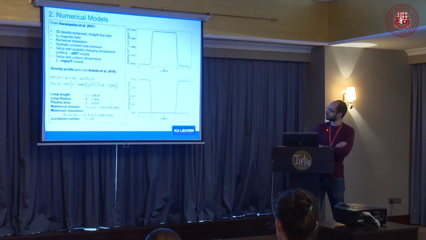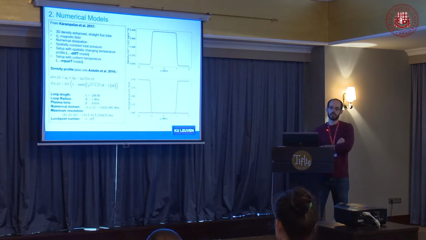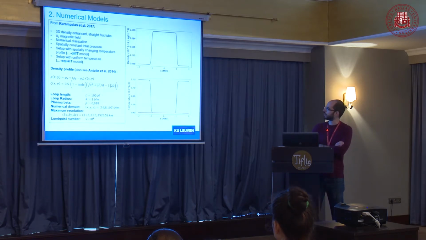We'll see later on. We have two different types of models: a model with a uniform temperature everywhere, so that we can directly address the heating mechanisms, if any, and a setup with a temperature gradient, similar to Antolin et al. 2014 or Magyar and Van Doorsselaere 2016, which is a nice contrast and lets us study the mixing effects. The density profile we use is again from Antolin et al., as you can see in the upper picture on the right. The loop length and radius are again similar to that work.